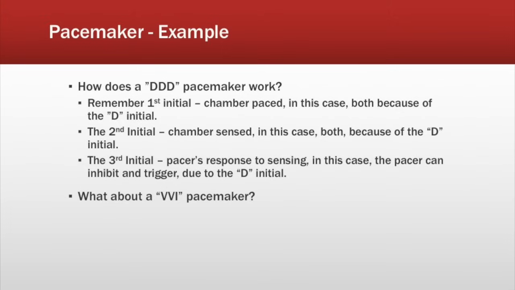So the VVI pacemaker, think again, is going to be the ventricles that are paced. Secondly, the ventricles that are sensed. The third initial is the I, which is the pacer's response to the sensing of the ventricle. So we're going to inhibit a response. This means it's only going to fire on demand.